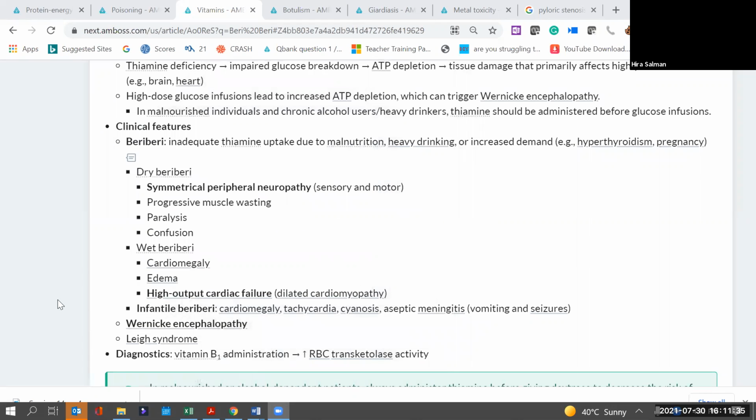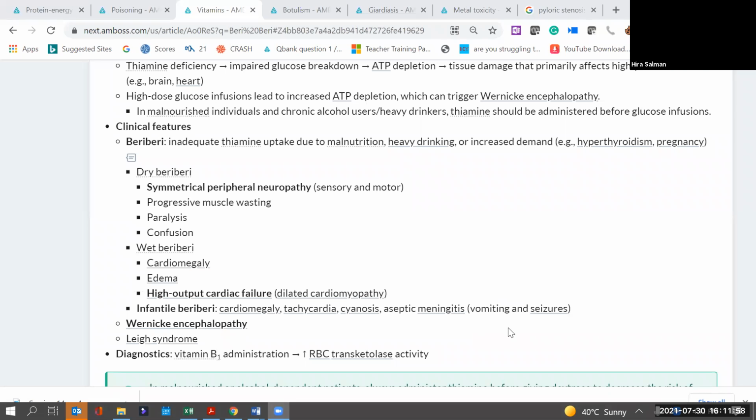Now, there is also one which is quite appreciable in infants, especially up to 1 year of age, that is called infantile beriberi. There is as such no separate term, but if it is happening especially in babies, we usually say it is infantile beriberi. Here also the baby can present with all the signs of cardiomegaly, tachycardia. You can see aseptic meningitis-like vomiting and seizures. The presentation is just like this one.